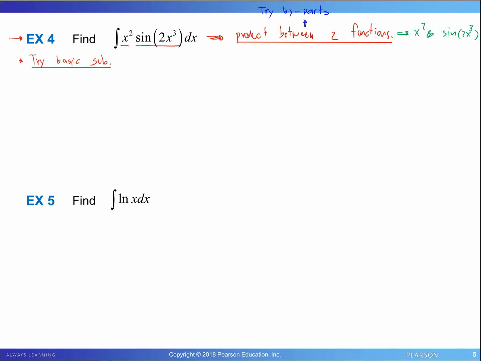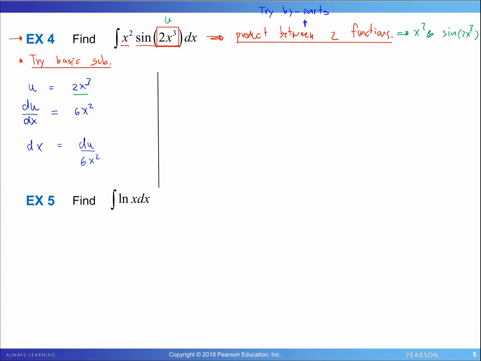So I see this chunk, 2x cubed, inside sine. I want to make this simpler. So let's make it u. And now we have u equal to 2x cubed. Let's differentiate this. du by dx. Differentiate this, we get 6x squared. And now we know that dx is going to be equal to du divided by 6x squared. Now let's continue our calculation on the right-hand side.